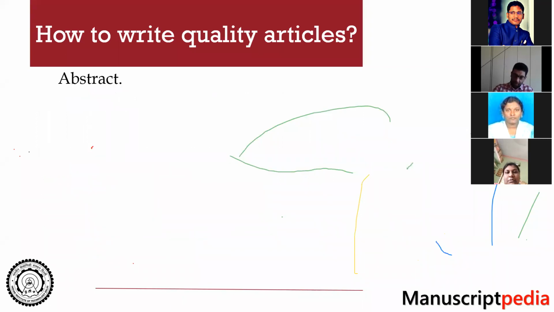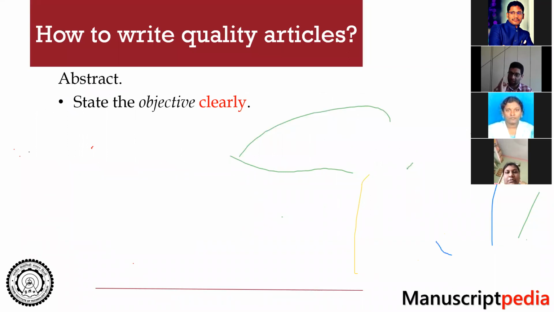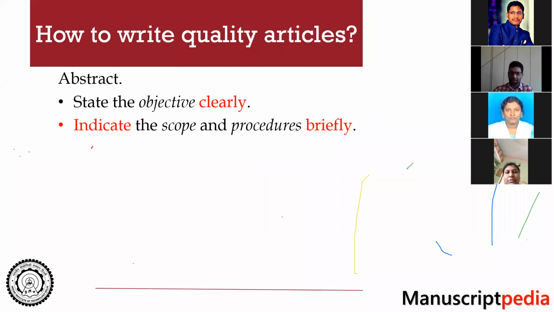Next, we'll move to abstract. Now, in the abstract, you should state your objective clearly. You should get to know what specifically the author is trying to imply. You should indicate the scope and procedures, but briefly. So that is the skill you will develop after you begin writing more and more papers.